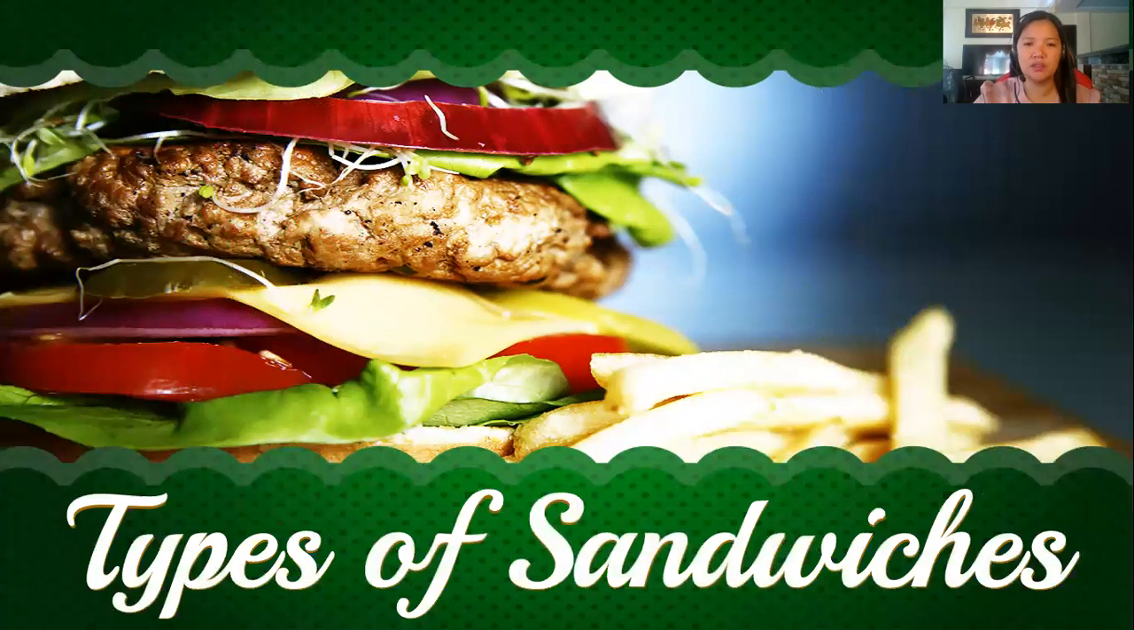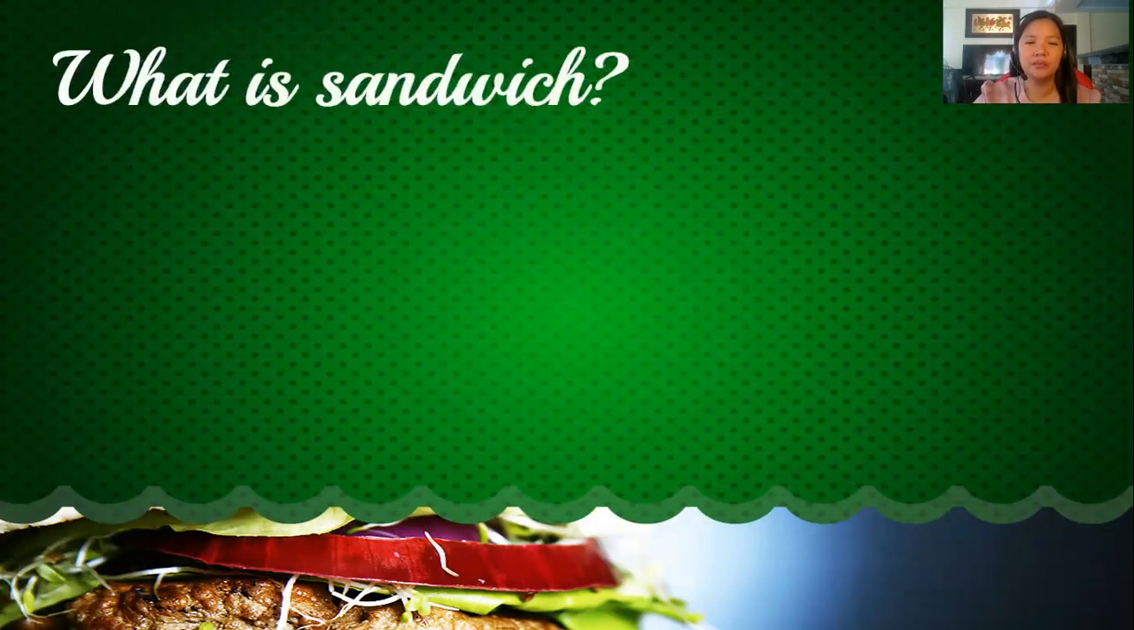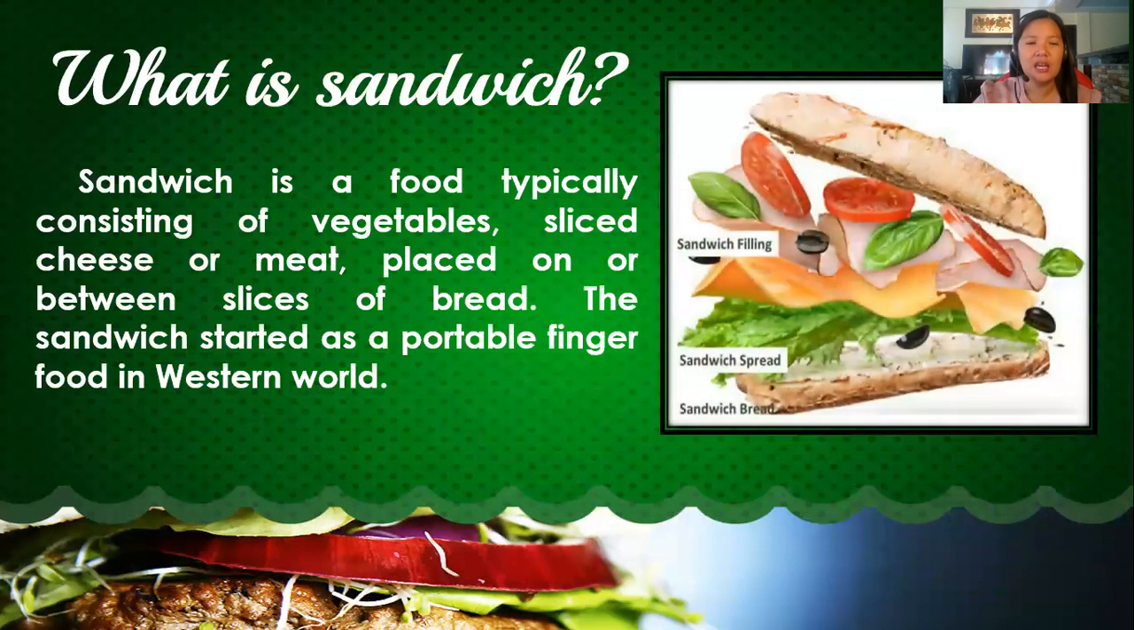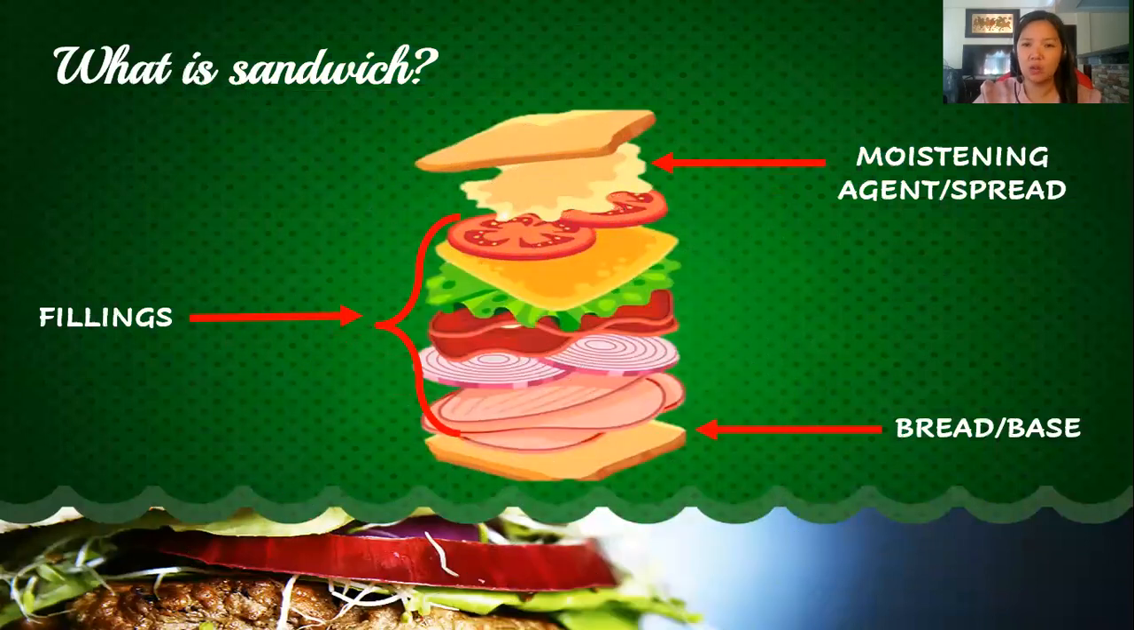Types of sandwiches. Before we proceed with the types of sandwiches, let us first discuss what a sandwich is. A sandwich is a food typically consisting of vegetables, sliced cheese or meat, placed on or between slices of bread. The sandwich started as a portable finger food in the Western world. So as you can see, a sandwich has three components. It has its fillings, moistening agent or spread, and the bread or its base.